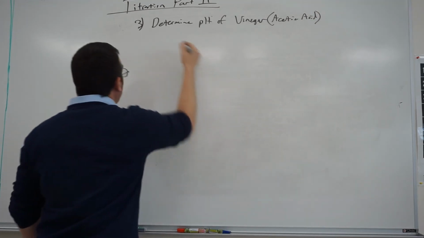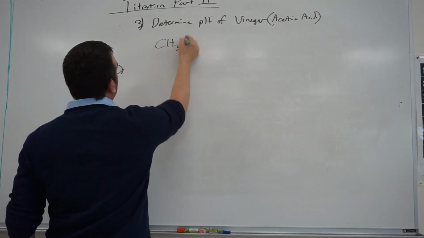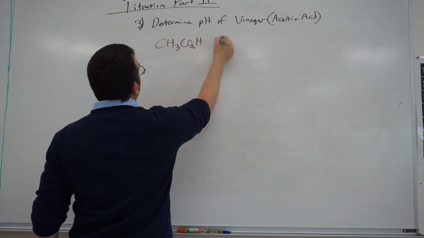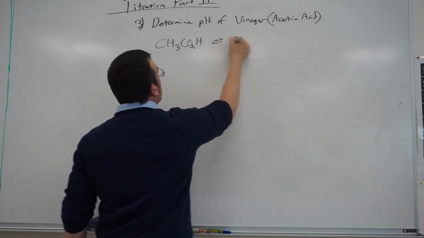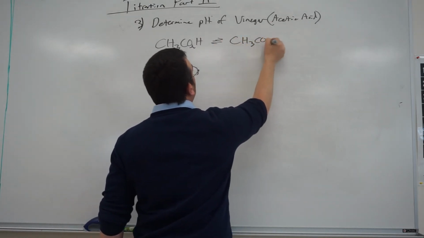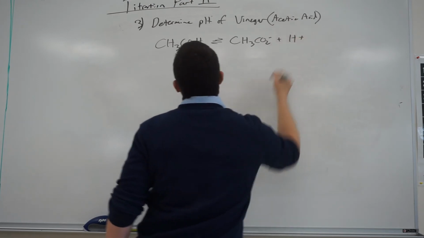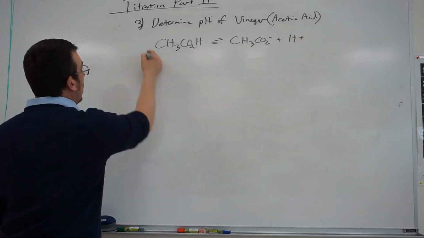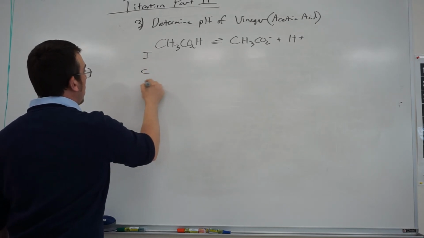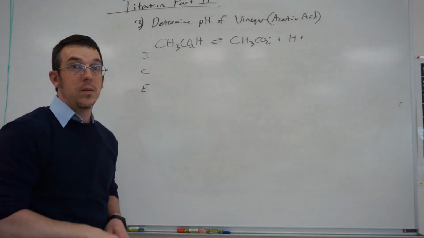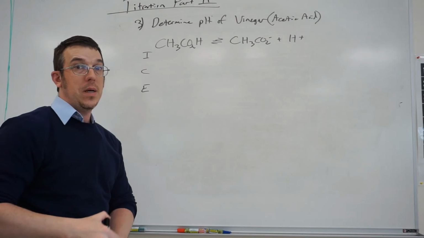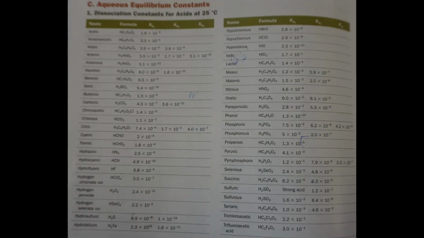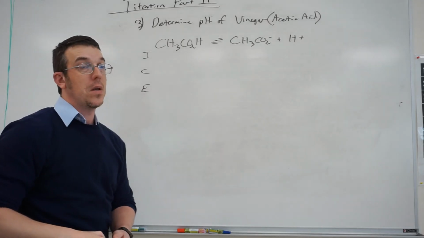So we know acetic acid is a weak acid. It's going to form an equilibrium to produce acetate ions plus hydrogen ions. So this goes back to the ICE chart. What you're going to need to do is use your textbook. You're going to need to look up the Ka value for acetic acid. First thing you need to do.